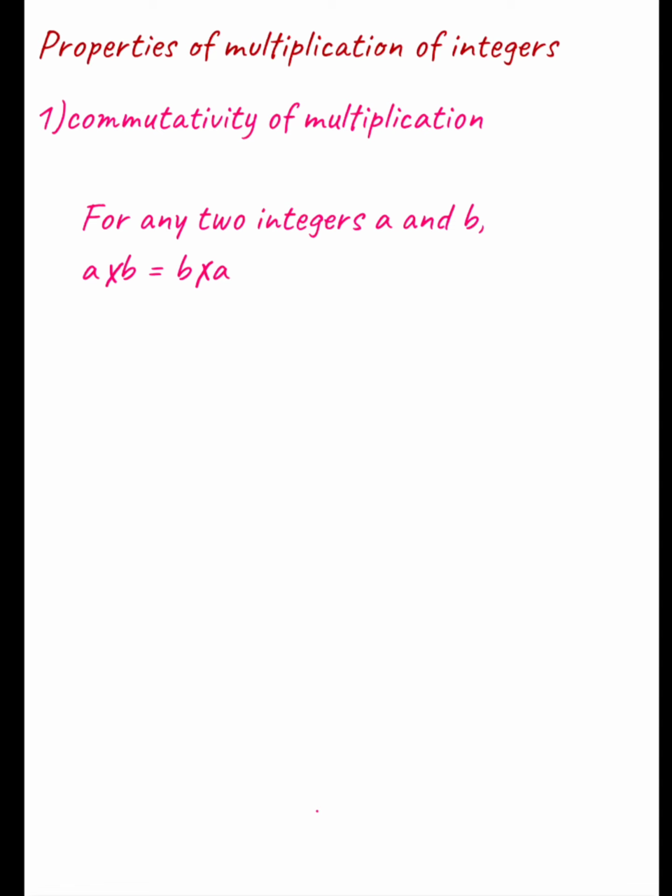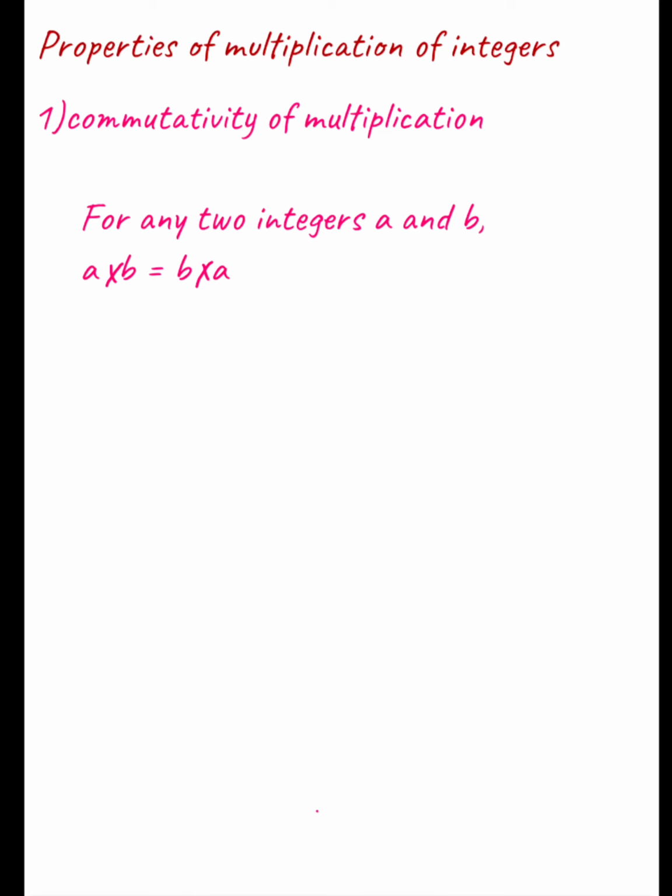Now let's see the next property, which is commutativity of multiplication. That is, for any two integers a and b, a into b equal to b into a. This is what the commutative property says. For addition, it was a plus b equal to b plus a, but here it is the commutativity of multiplication, so it will be a into b equal to b into a. We take any two integers a and b, do a into b, and again do b into a, and check whether a into b equal to b into a or not.